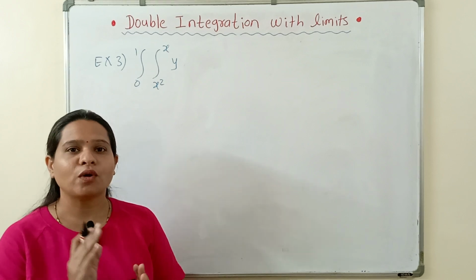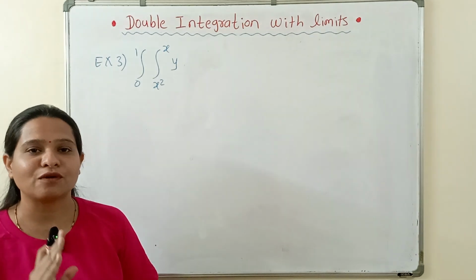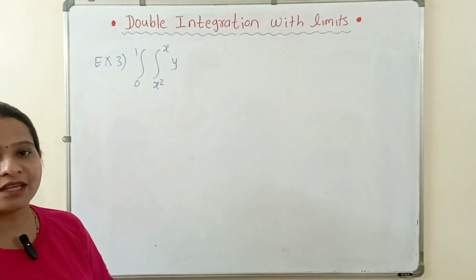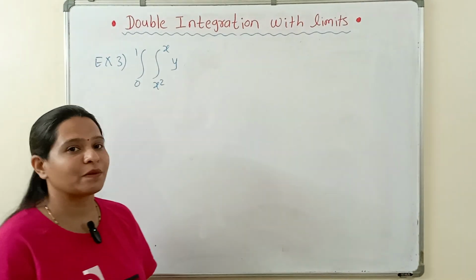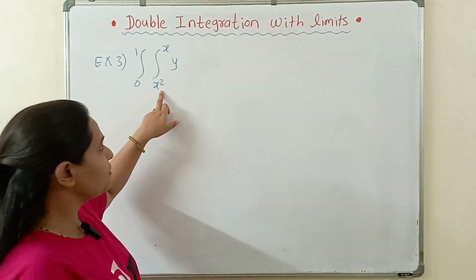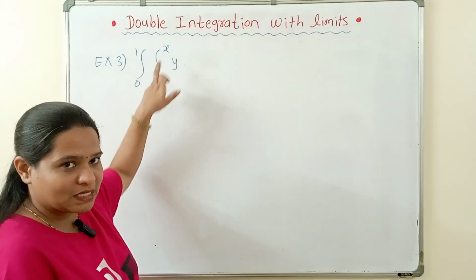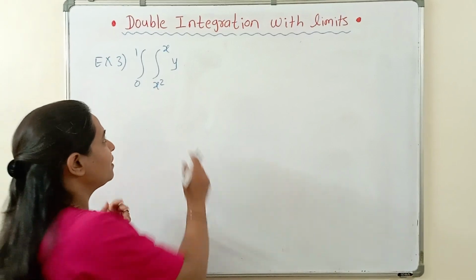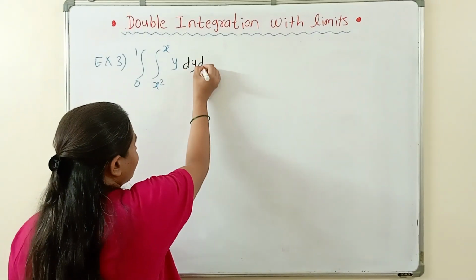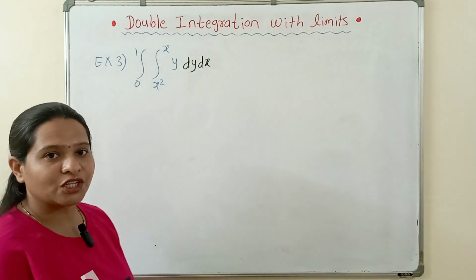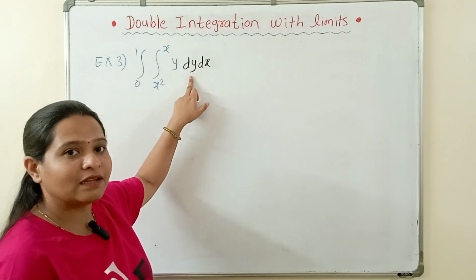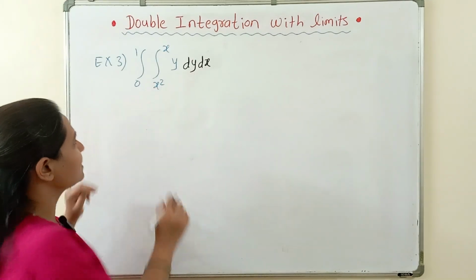See, whenever we have to decide this order, what we have to do is see the limits of inner integration. The variable that is absent in the limits of the inner integration, with respect to that we will integrate first. So here we can observe that in the limits of inner integration x is present and y is absent. So here we will integrate with respect to y first, then the remaining x. So after this we will integrate with respect to x. So here the order of the integration is what? dy into dx, means first we will integrate with respect to y and then with respect to x. So let us solve this example.